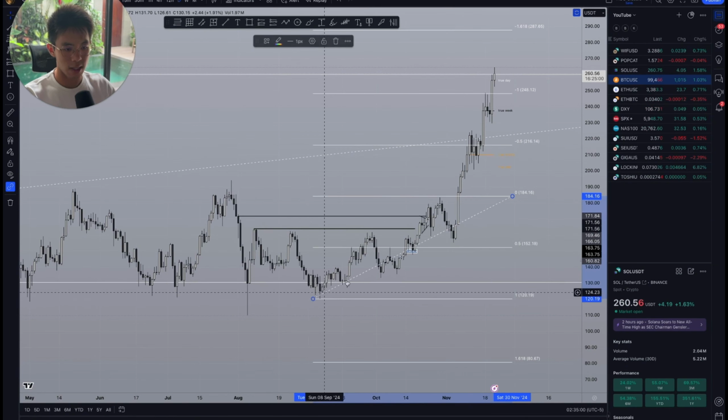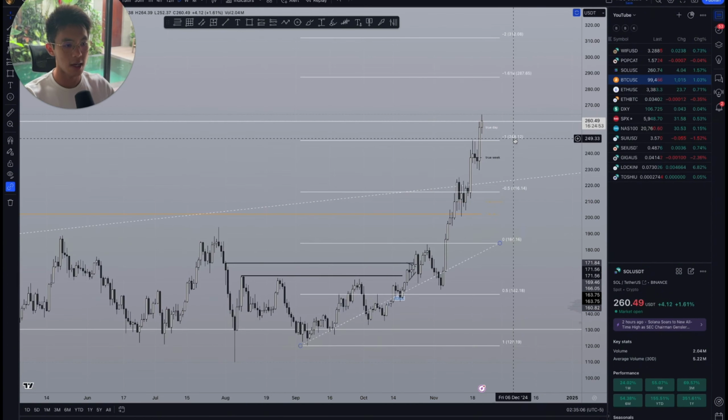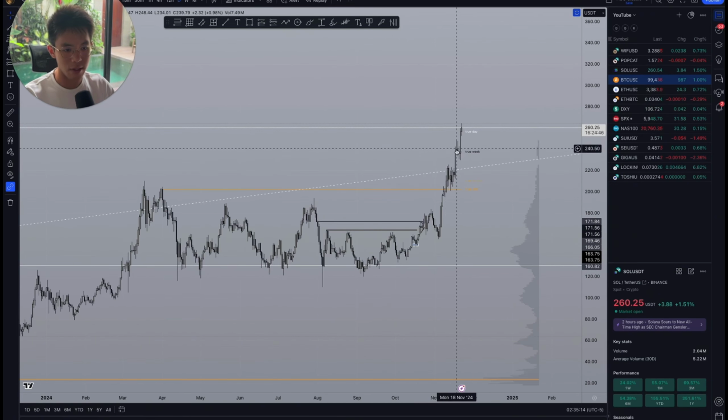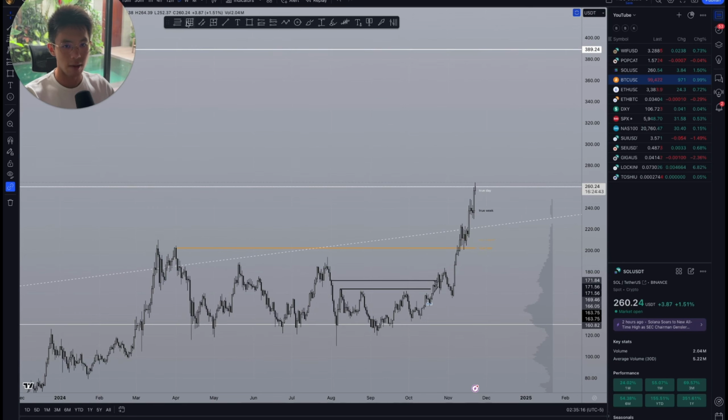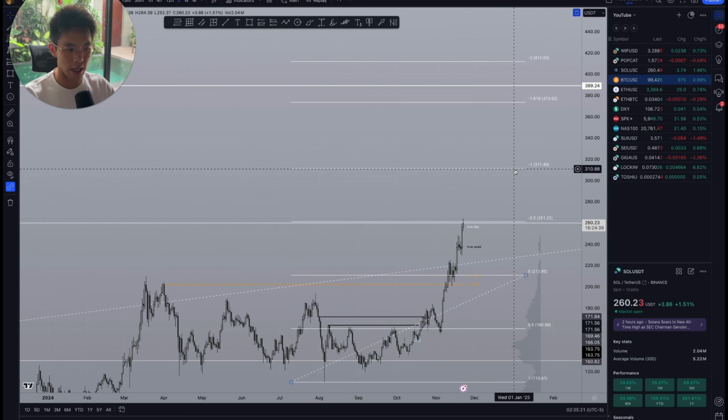So now let's just try to see if there are any other confluences. For example, if we say that the move began from here to here, currently we're also very close to a negative 1 standard deviation expansion. So at the very least, all these standard deviation expansions line up to the fact that there is probably some kind of retracement coming soon. Now, what are some of the further levels that we can potentially look at? And that's going to be at $300.